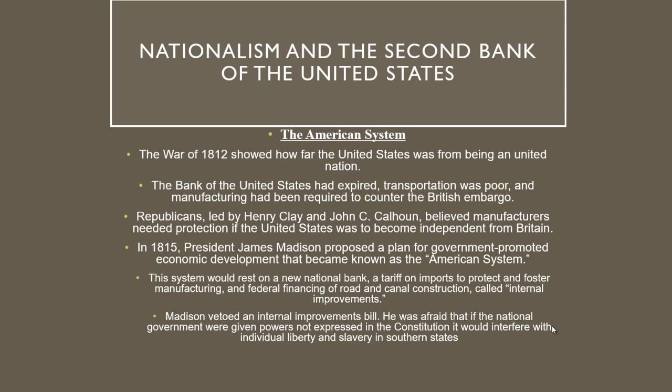In 1815, President James Madison proposed a plan for government-promoted economic development that became known as the American System. This system would rest on a new national bank, a tariff on imports to protect and foster manufacturing, and federal financing of road and canal construction called internal improvements.